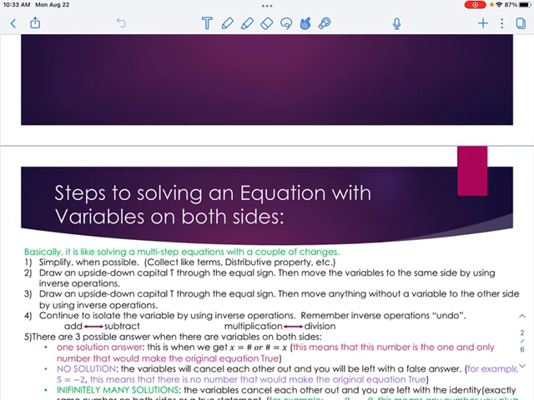Then what we're going to do is draw the upside down T, and we're going to use our inverse operations to move anything that does not have a variable attached to it to the other side of the equation. Then we're going to simply continue to use those inverse operations to isolate the variable. We want to get that variable completely by itself.